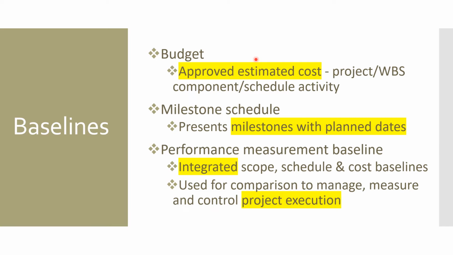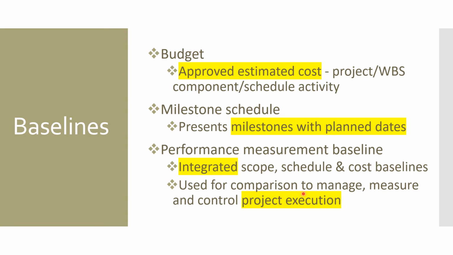The second one is the milestone schedule. This presents the milestones with the planned dates. Essentially, the project schedule is a superset of the milestone schedule. A project schedule might contain a milestone schedule along with other things. This particular milestone schedule talks only about the schedule which represents only milestones. We'll talk about high level phases. If you're having different milestones like design, development, testing, deployment, you can have the milestone dates for each phase. The third one is the performance measurement baseline, which is an integrated scope, schedule, and cost baseline.